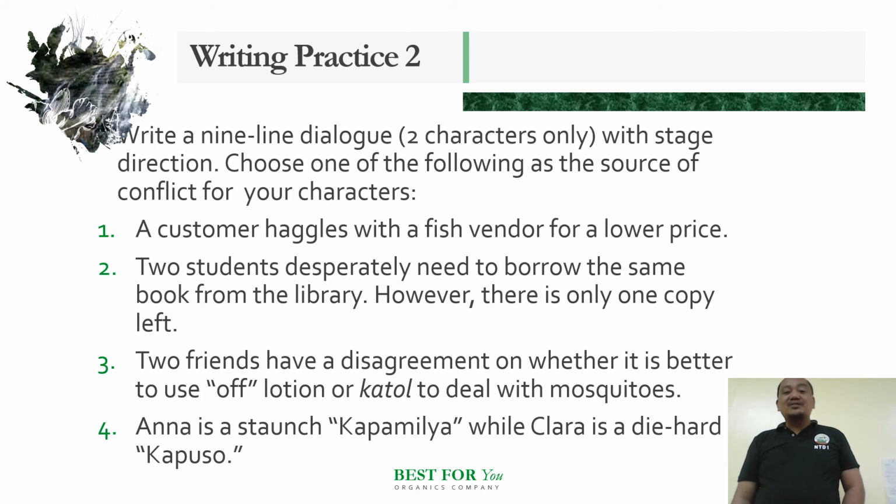So the first one is a customer haggles with a fish vendor for a lower price. Number 2, two students desperately need to borrow the same book from the library. However, there is only one copy left. Number 3, two friends have a disagreement on whether it is better to use off lotion or Katol to deal with mosquitoes. And the last one, Anna is a staunch Kapamilya, while Clara is a die-hard Kapuso. Now, choose only one of these possible sources of conflicts. And you may start writing your 9-line dialogues now.